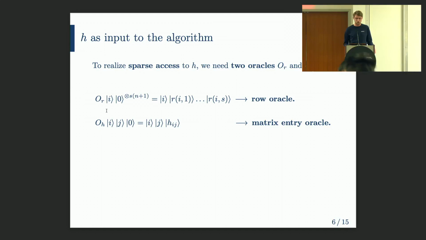And the row oracle gives, for a given input index i, the locations or the column indices of the non-zero entries of h in that row. And the matrix entry oracle gives, for a given set of indices i and j, the actual entry of h at location ij, or at least an approximation of it. And if we can realize these two oracles, then we can realize a block encoding of h using existing techniques, because we will only need a constant number of calls to these oracles.